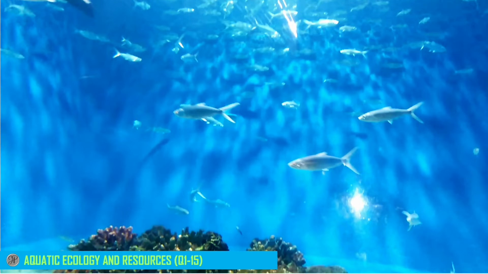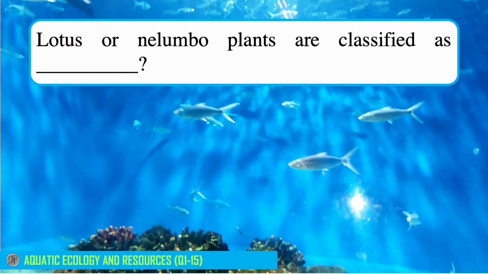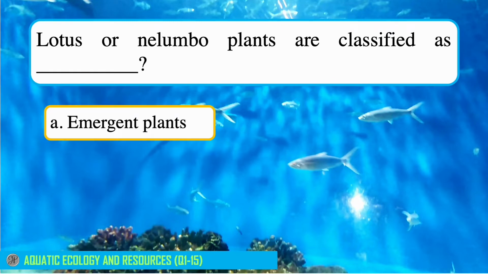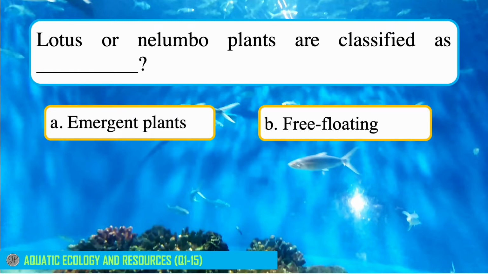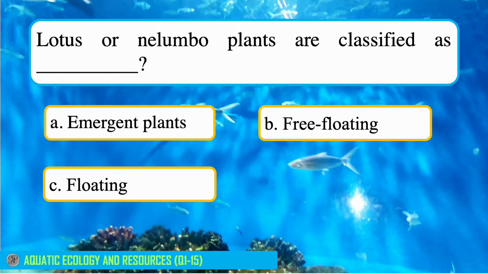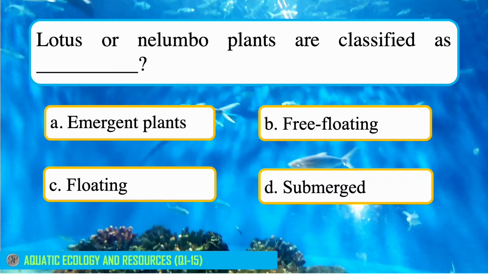Next is question number 2. Lotus or nilombo plants are classified as blank. A. Emergent plants. B. Free floating. C. Floating. Or D. Submerged.